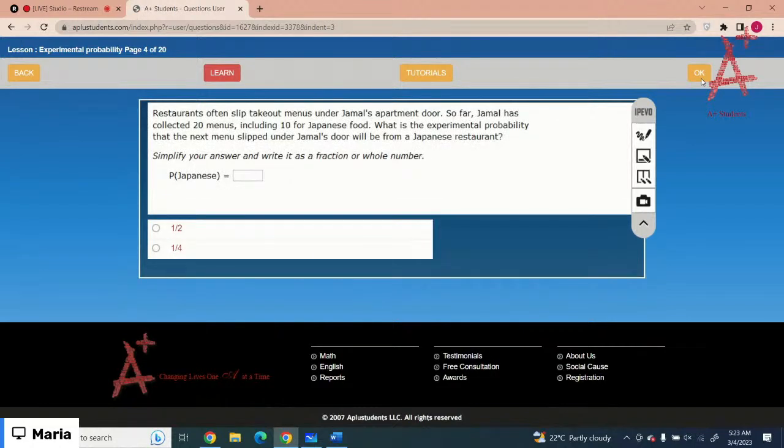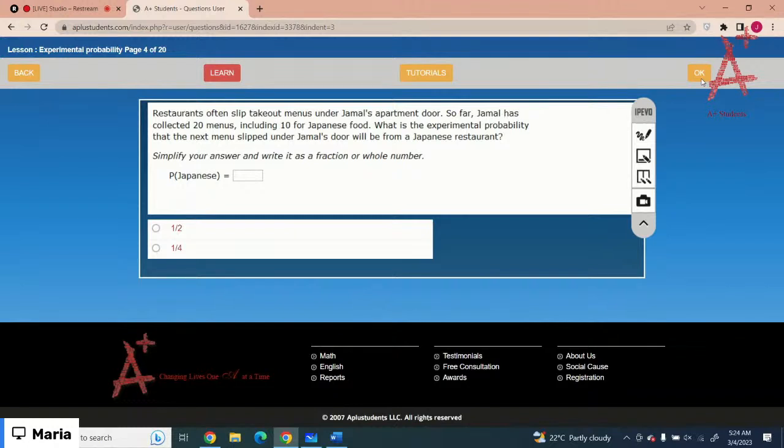Restaurants often slip takeout menus under Jamal's apartment door. So far, Jamal has collected 20 menus, including 10 for the Japanese food. What is the experimental probability that the next menu slipped under Jamal's door will be from a Japanese restaurant?